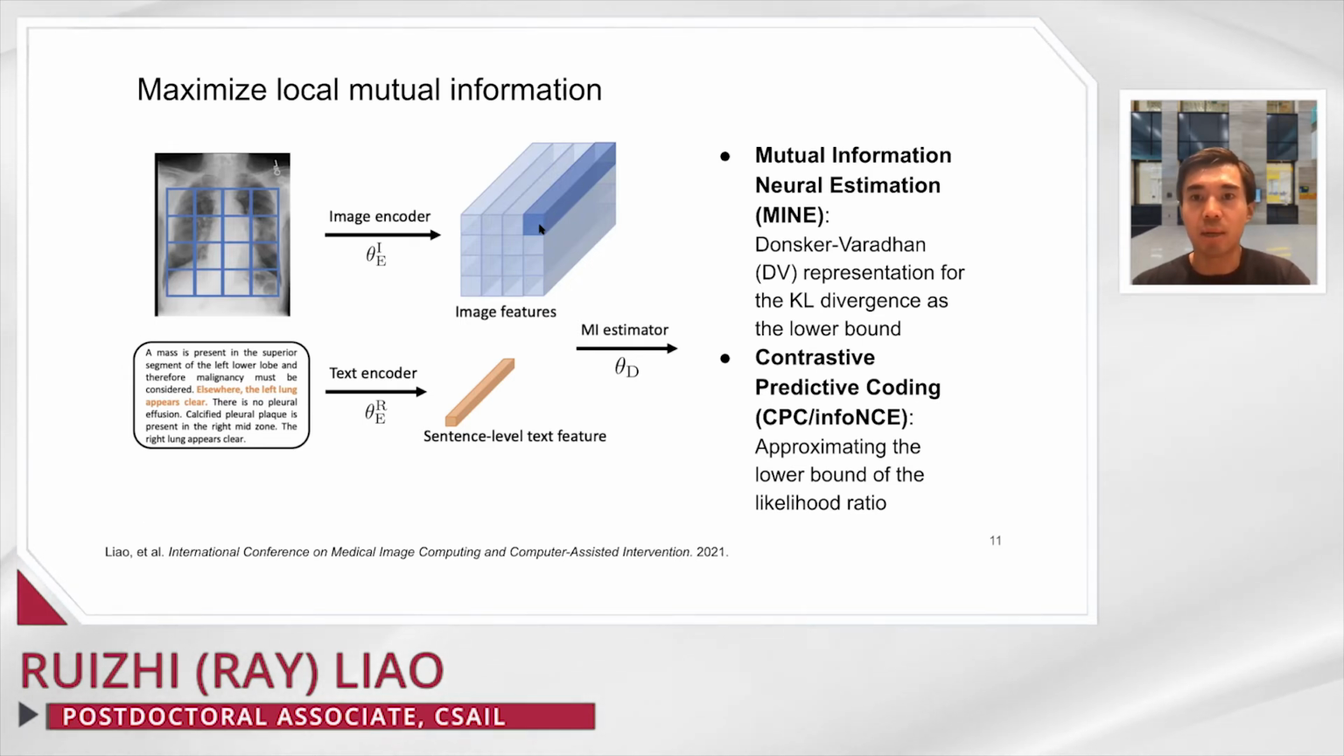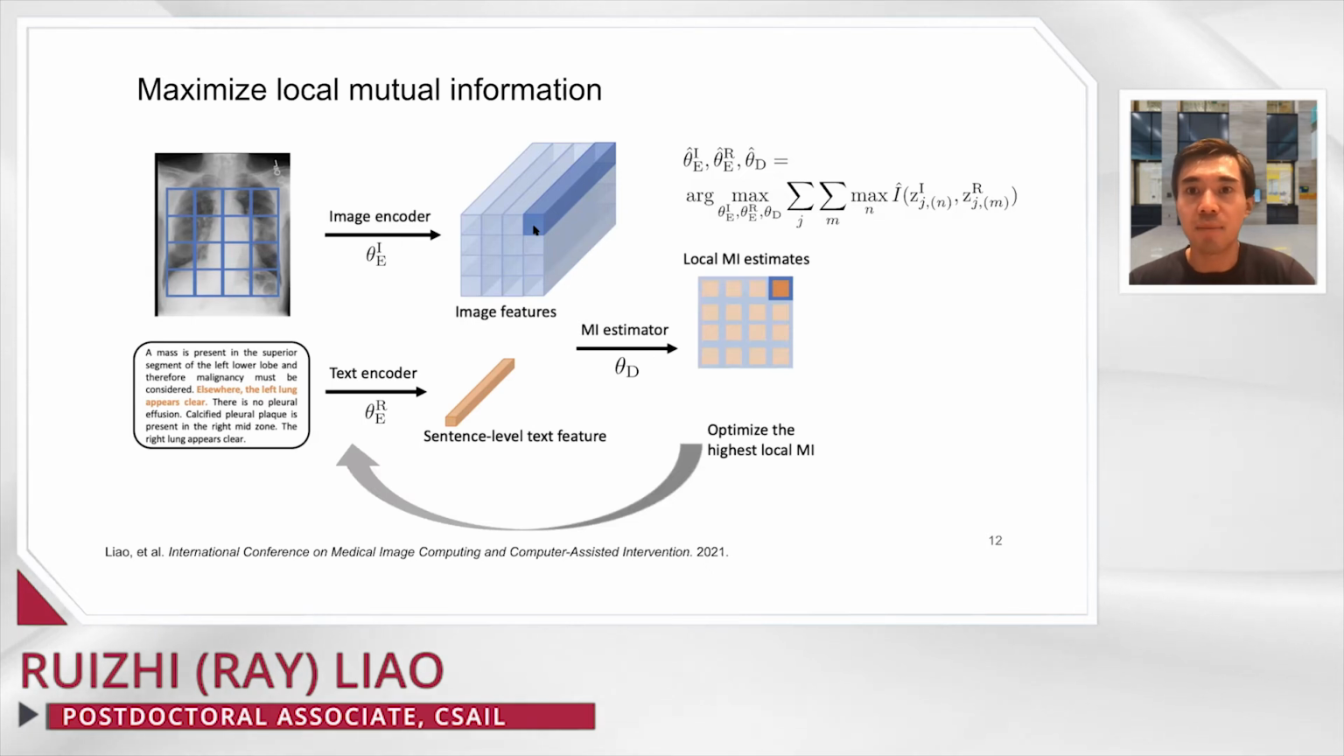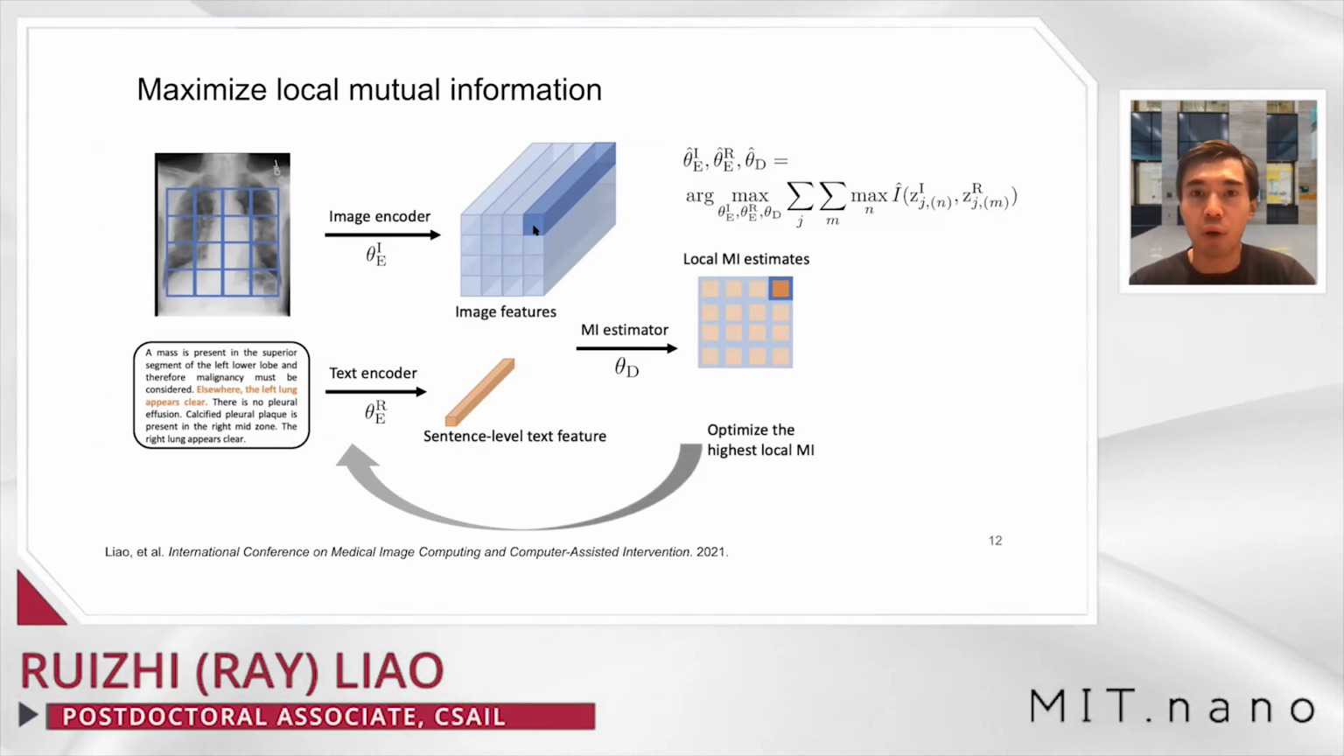Both estimators apply a neural network discriminator parameterized by theta ED to approximate the lower bound. Among the estimated mutual information values, we select the highest one. Then we optimize this highest local mutual information term by back-propagating through the image encoder and text encoder. Essentially, for each sentence, we select an image region that has the highest mutual information with it to optimize.